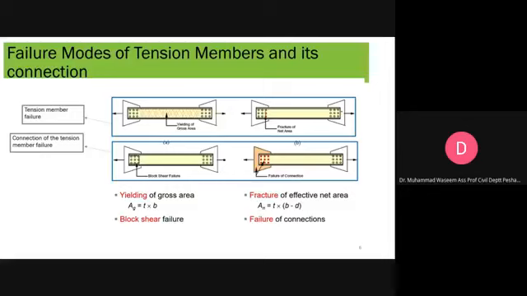Now let's discuss the failure modes in the tension member. Please remember there are four failure modes in the tension member. I will write it down here. The first failure mode is excessive deformation. The second is fracture. The third is, sorry, block shear.